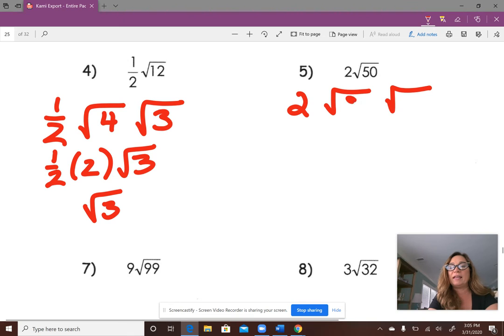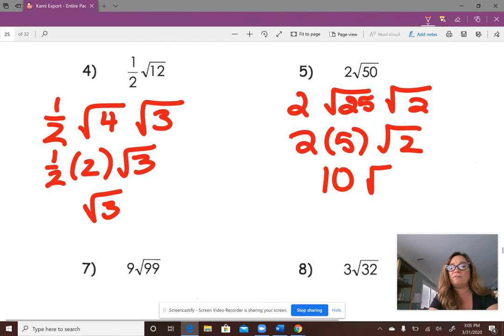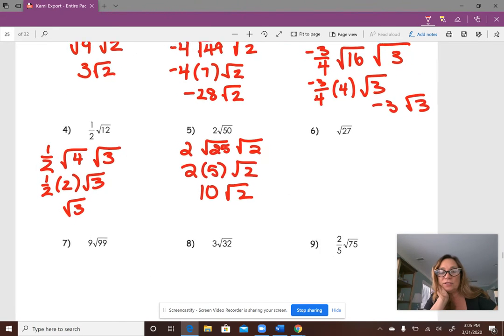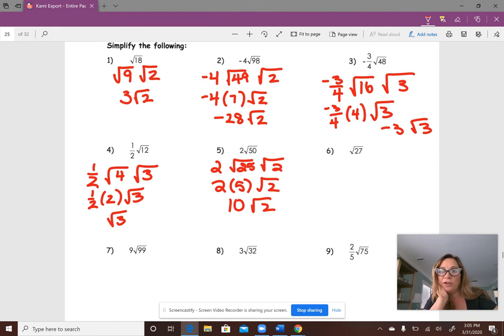I'm going to break that down into 25 and 2. 25 times 5 radical 2, so 10 radical 2. And again, this is called simplifying a radical. Now, all of these answers are what we call irrational.